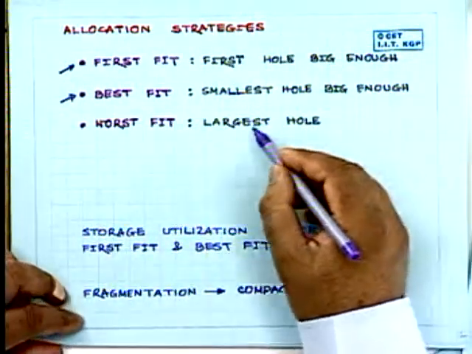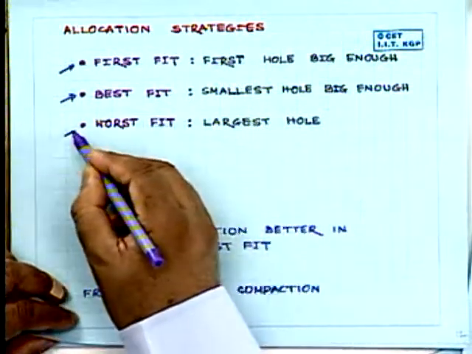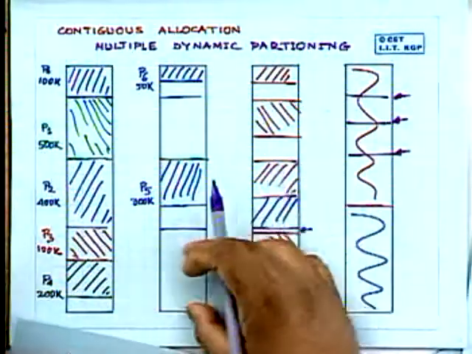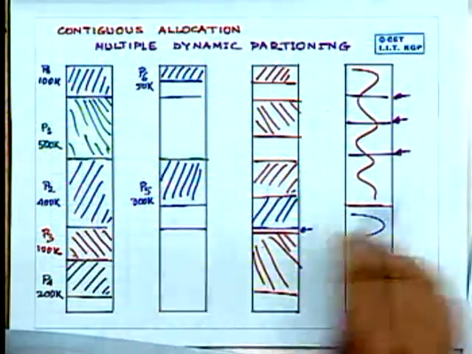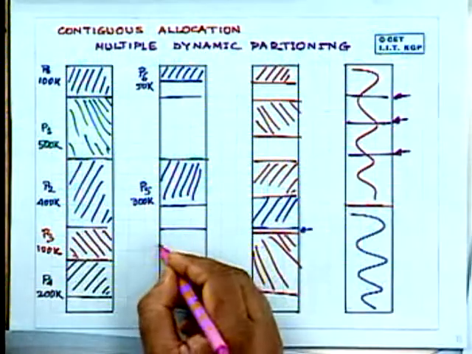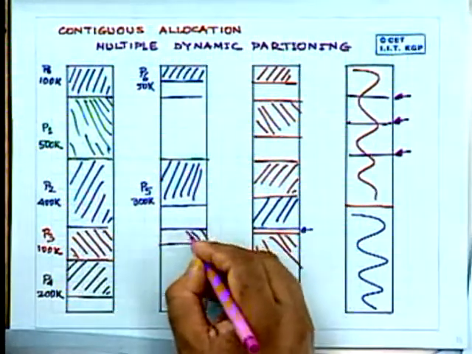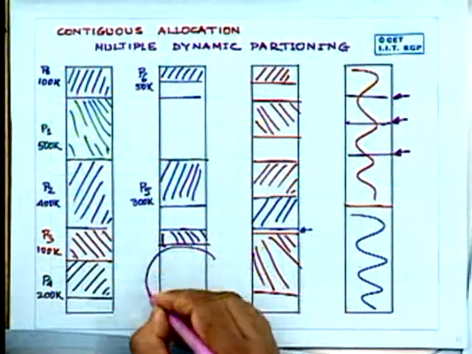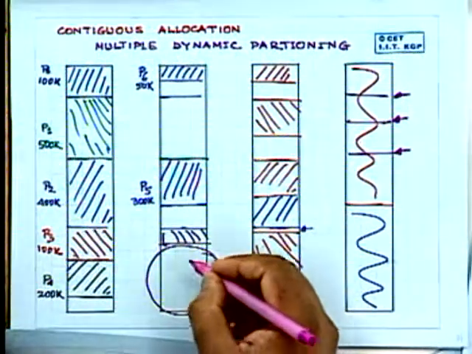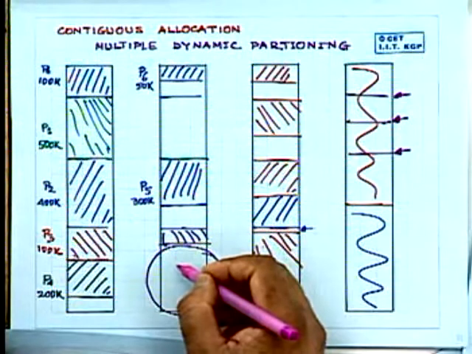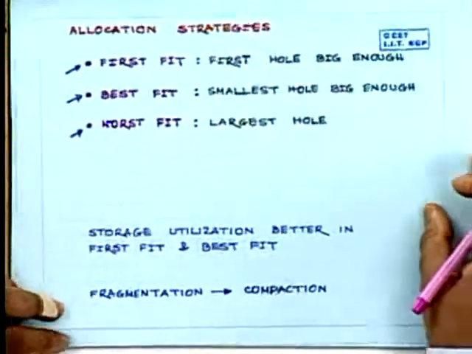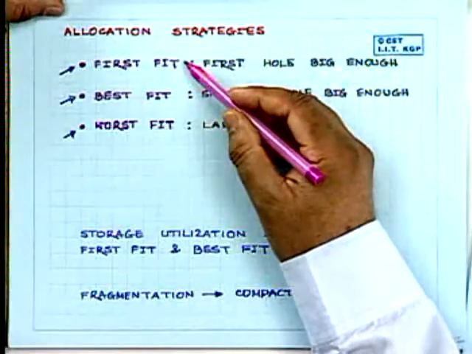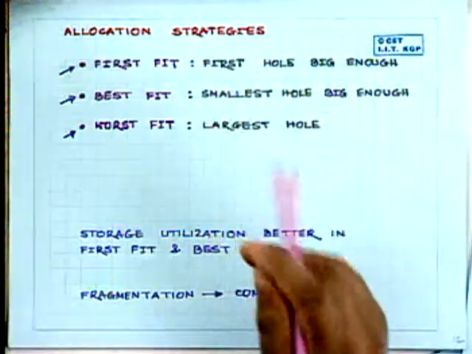The philosophy of the worst fit is this: if you take the largest hole where the process can be fit in, say this is the process and that was the hole, then a good amount of memory will remain available, so that it can be allocated to either a number of processes or a big process. Therefore, that is the worst fit. Our allocation strategies are generally three: first fit, best fit, and worst fit.